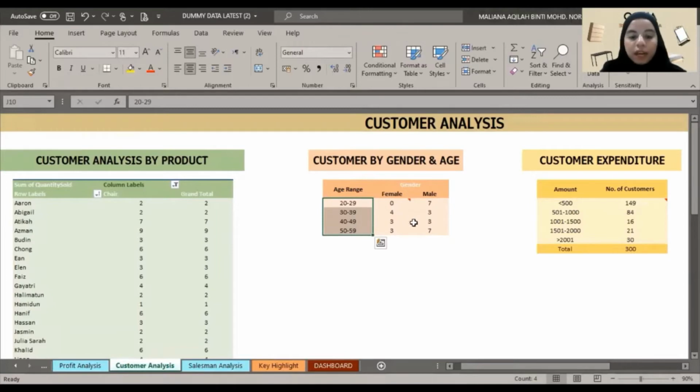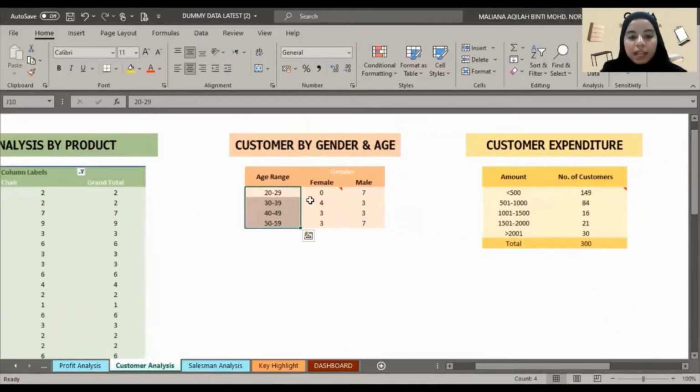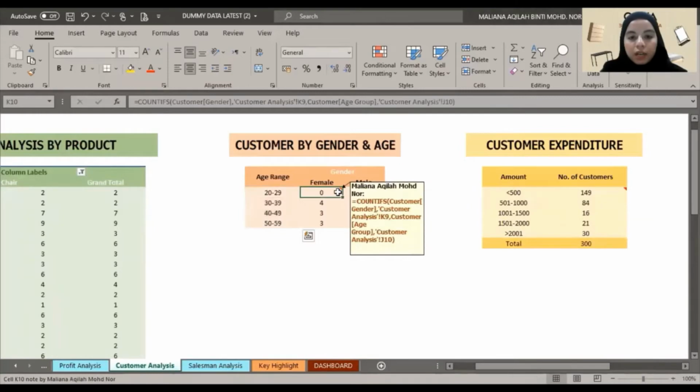Next, to identify how many female customers are in each age range, we use the COUNTIFs formula. These formulas require two criteria. The first criteria range is the customer's gender, and the criteria is female. The second criteria range is the customer's age, and the criteria is the age range.